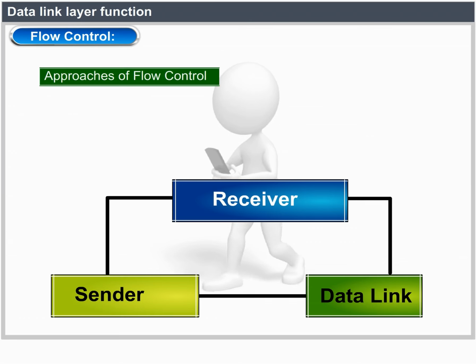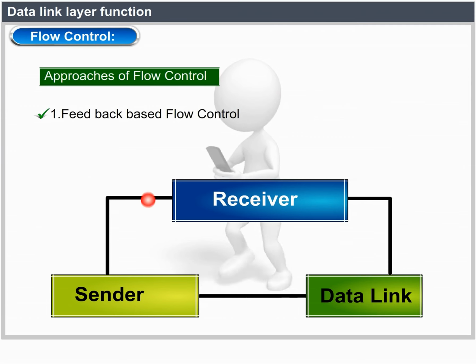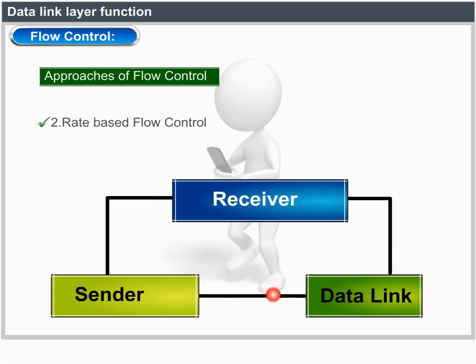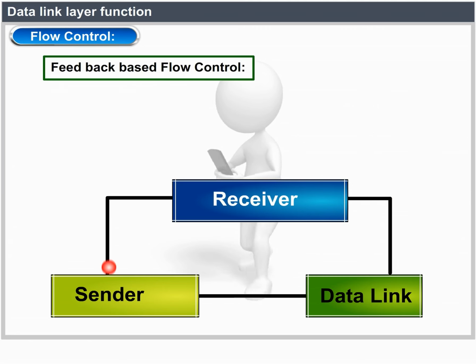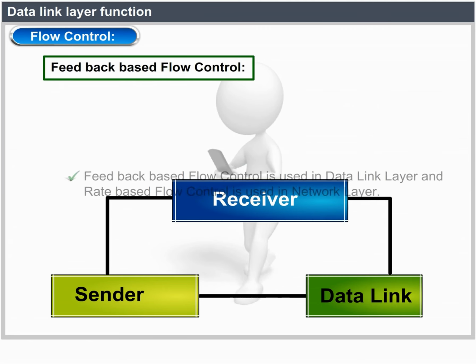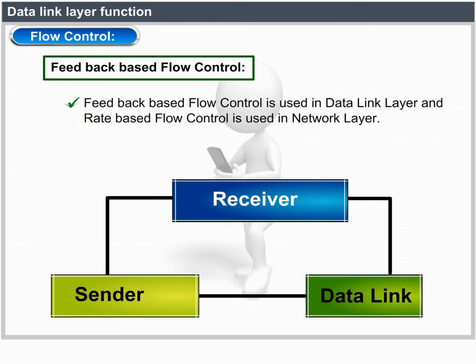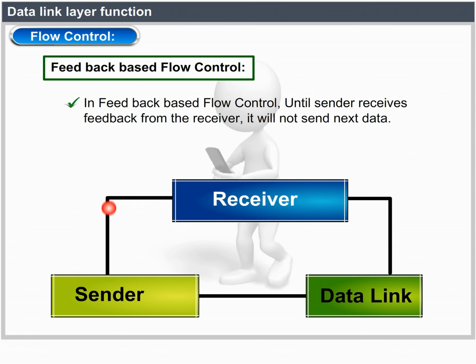Approaches of flow control. Number 1, feedback-based flow control. Number 2, rate-based flow control. Feedback-based flow control is used in the data link layer and rate-based flow control is used in the network layer. In feedback-based flow control, until the sender receives feedback from the receiver, it will not send the next data.